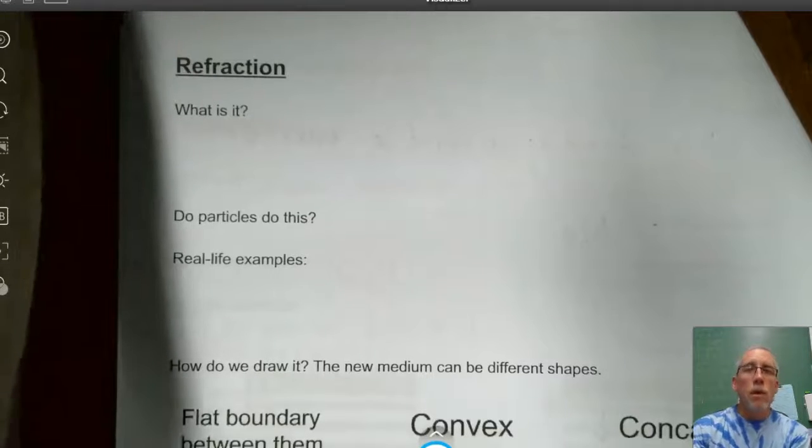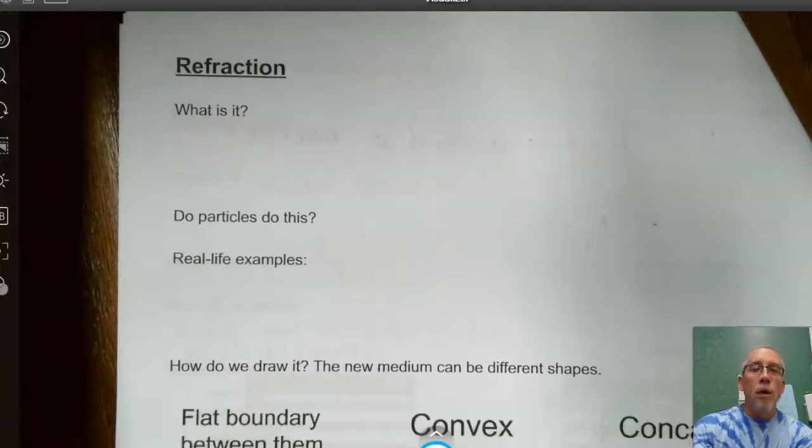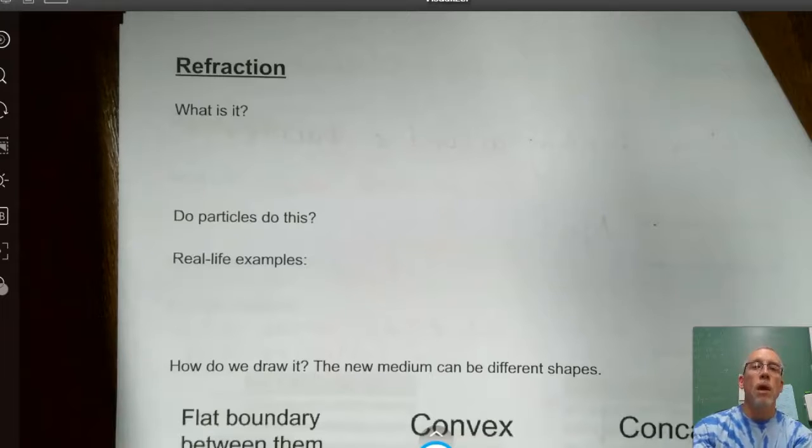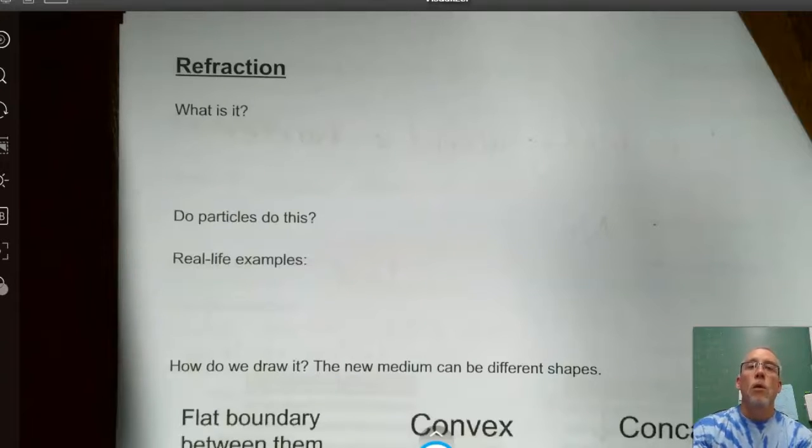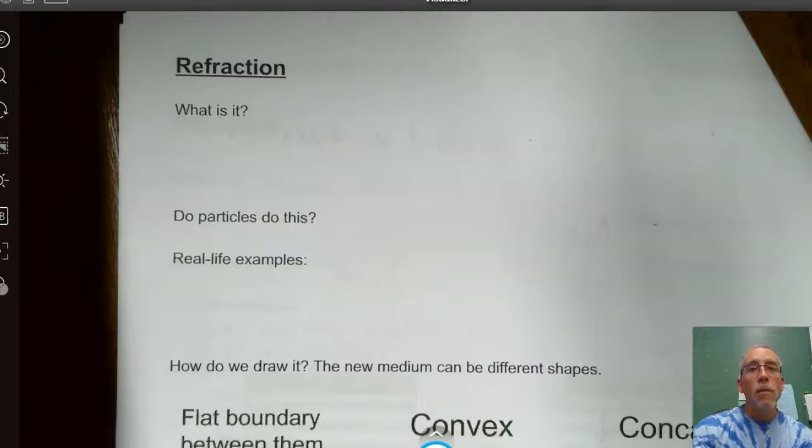Well, welcome back again to the fourth of the five little mini lectures on interesting wave behaviors. So the first three were interference, reflection, and diffraction. Today, on this one, we're going to focus on refraction. And then the last one that I'll make is on the Doppler effect.